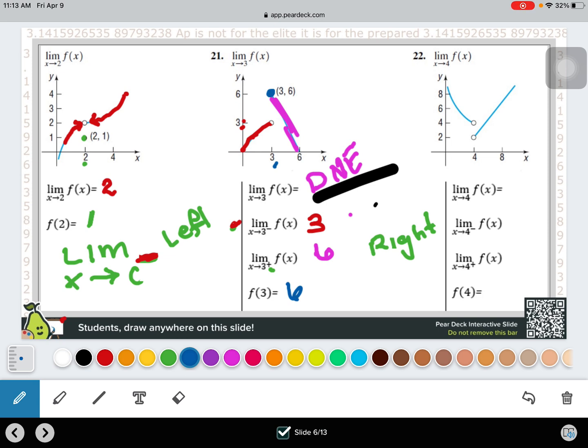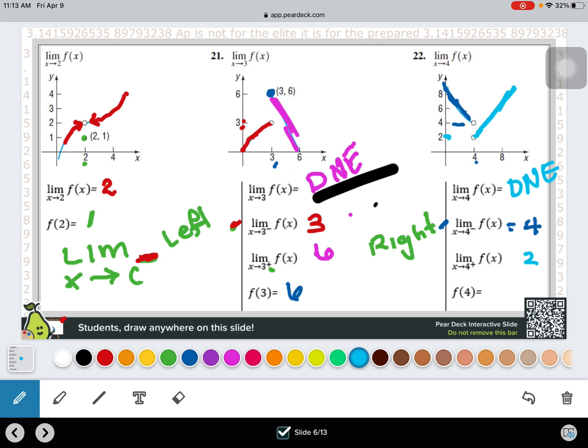We have this limit right here, so I'm going to do the left one more time. So the limit as I approach 4, right? The x value 4 from the left is this height of 4. And as I approach 4 from the right, I get this y value, this height of 2. So once again, my left and my right are not the same. 4 is not the same as 2. So there is no limit. It does not exist. Okay?